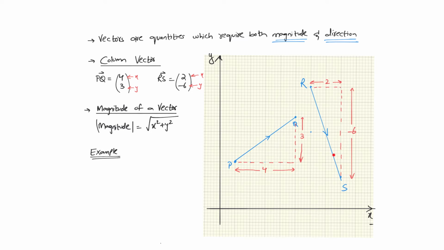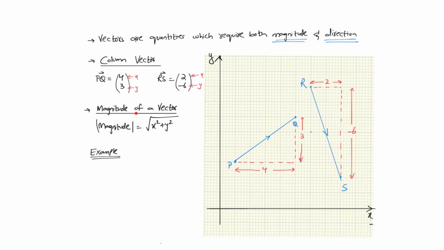RS, that's another vector. So if you want to travel from R to S, how many units do you have to move in the x direction? 2 units. And how many units do you have to move in the y direction? 6 units downward. So if you are going to move 6 units downward, that's negative 6 for you. So the x component is going to be 2 units and the y component is going to be negative 6.